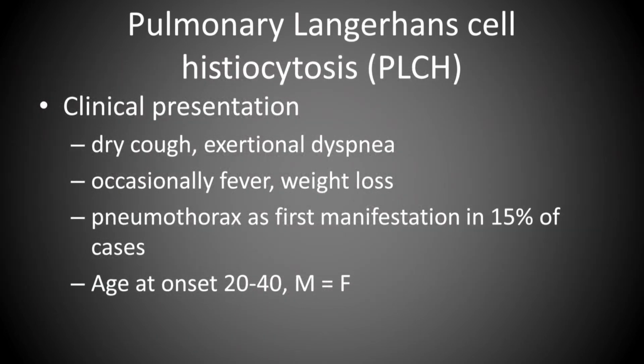Clinical presentation. All of these smoking-related people look the same clinically: dry cough, exertional dyspnea. Occasionally, they'll have fever and weight loss. About 15% will present with pneumothorax, and the age at onset is 20 to 40, with males involved equally as females.